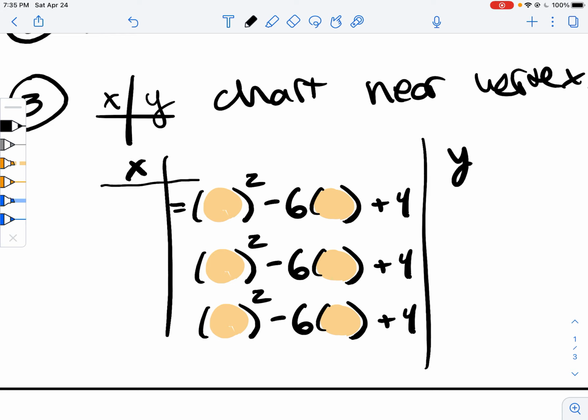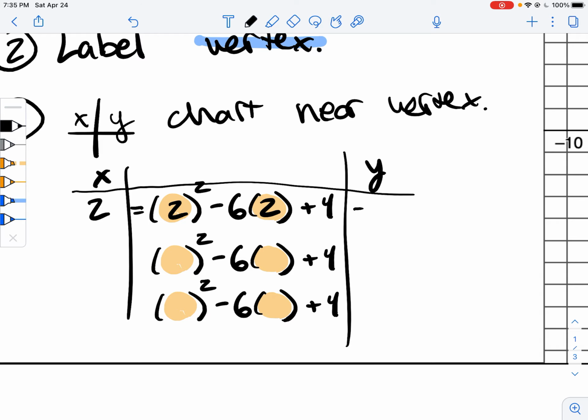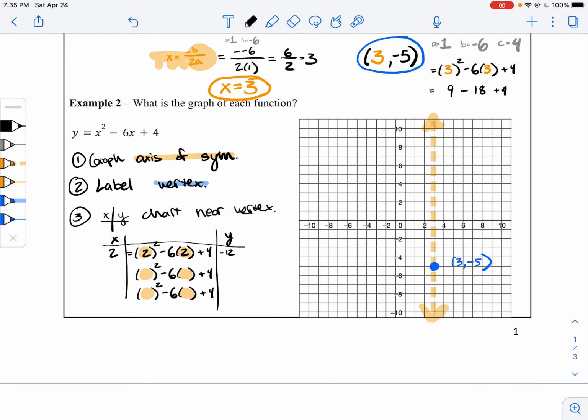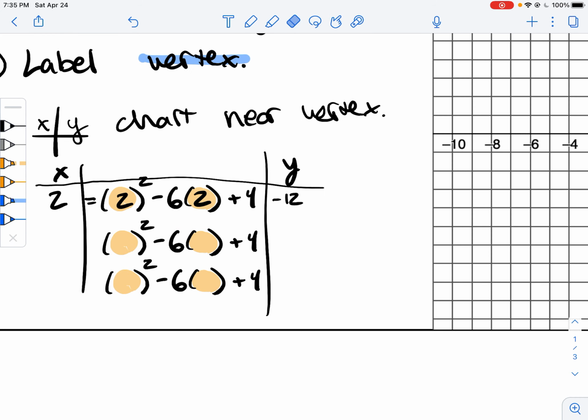I will show you a fun little shortcut. Okay, if our x is 2, that gives us 2 squared minus 6 times 2 plus 4, which is -12. What? No, that's wrong. That's so wrong. What did I do wrong? -4.